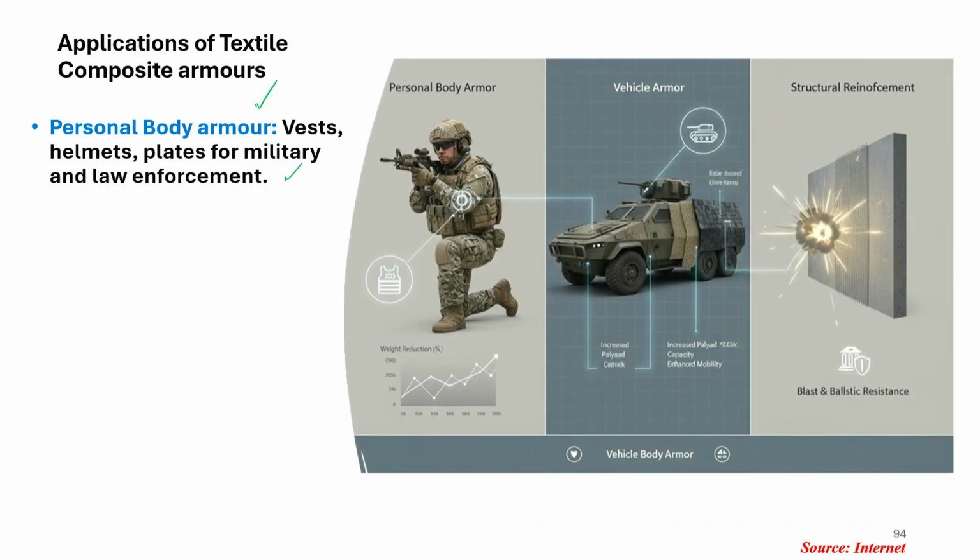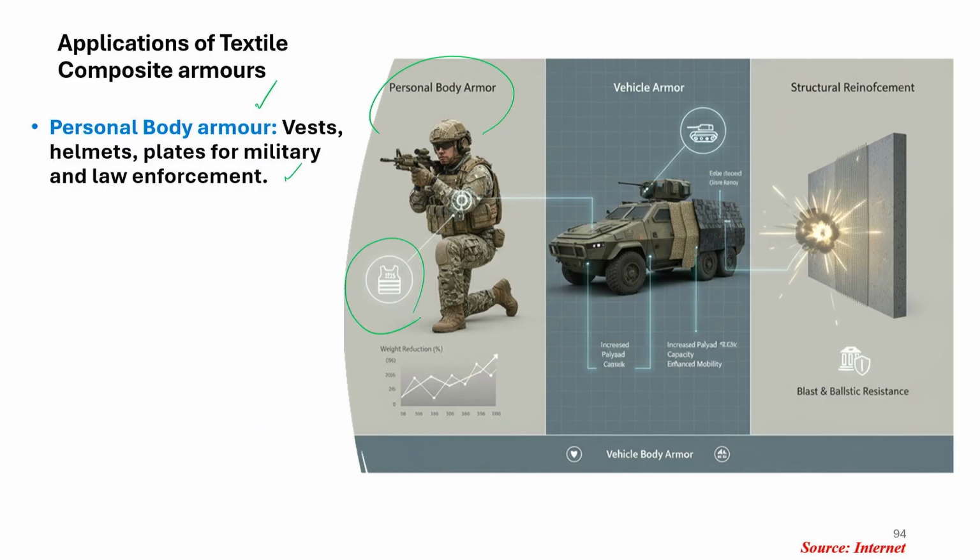So, what are the applications of textile composites? In the armor, personal body armors are used for vest, helmet, plates for military and law enforcement. Different types of plates we can use in the vest. Okay, so you can see personal body armor in different forms.